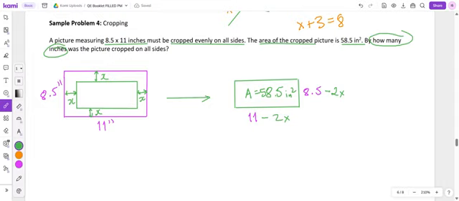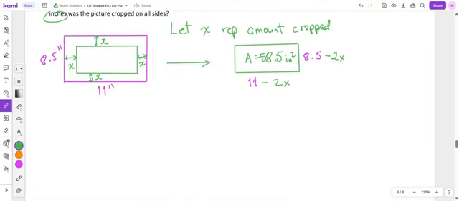Would it be 8.5? I can't hear you. Would it be 8.5 multiplied by 2? You got it. What would our let statement be? Let x represent... what does x represent? The amount we cut off. I'm going to just say amount cropped. We really needed to think because it's not like the length. It's just how much we're cutting off.